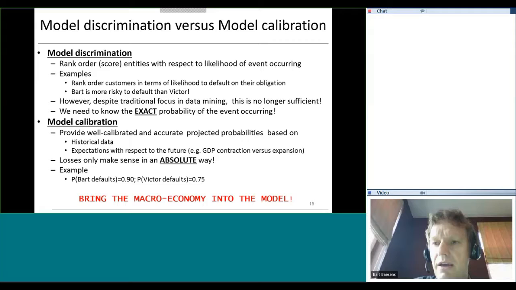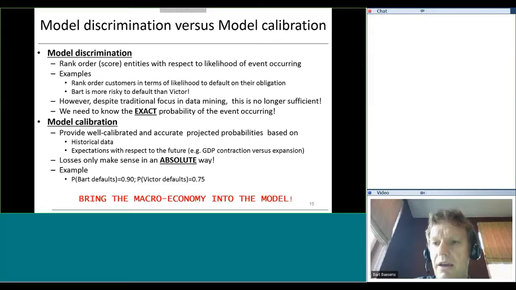Model discrimination is something that in traditional credit scoring we were very good at, hence the name scoring. Scoring means discriminating. But now, with the emergence of the Basel Accords, we need to move one step further and come up with calibrated probabilities. Remember, PD stands for probability of default. So we need well-calibrated and accurate projected probabilities. Probabilities which are accurately calibrated based upon historical data as well as based upon your expectations about the future.